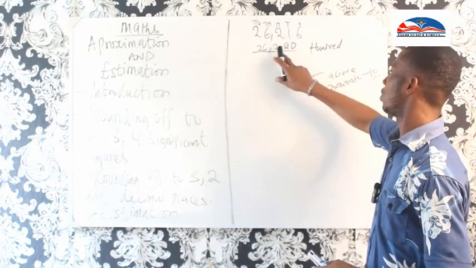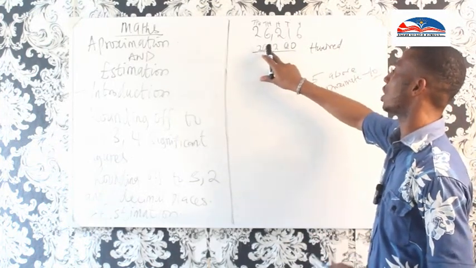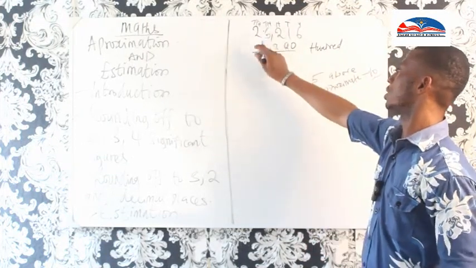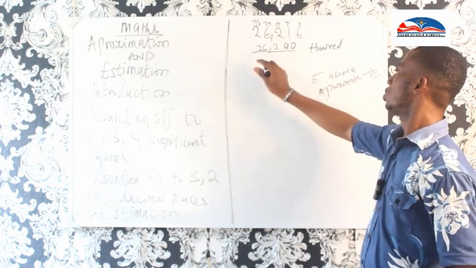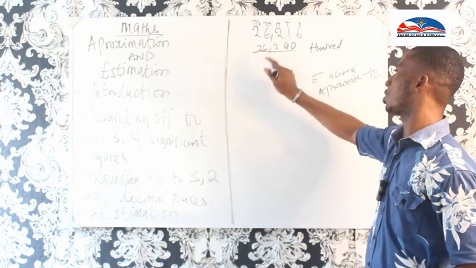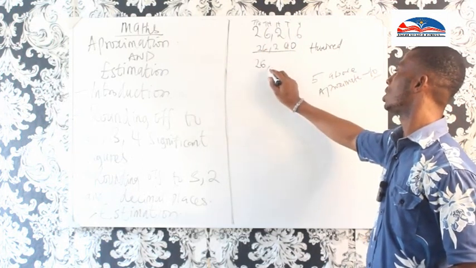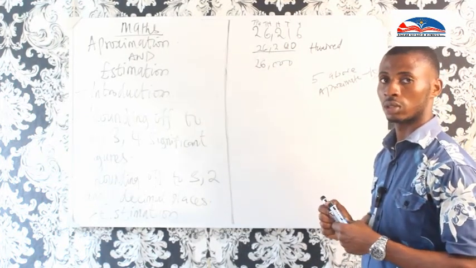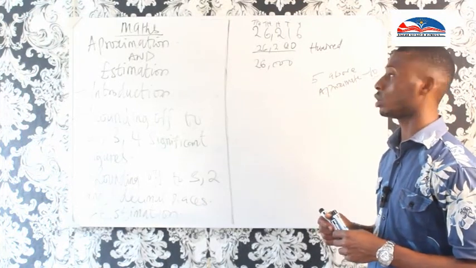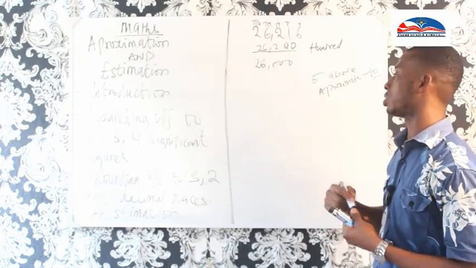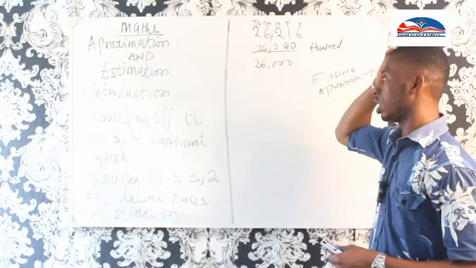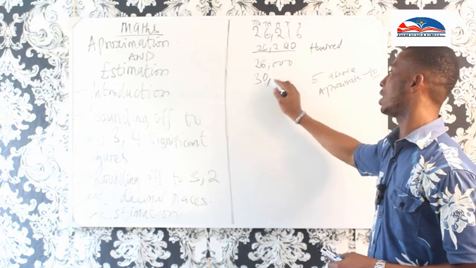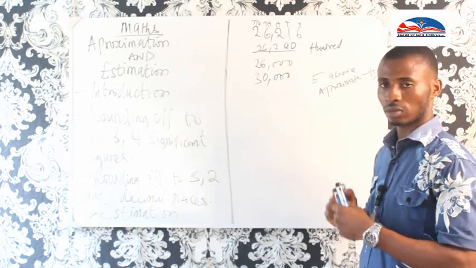Moreover, this is the nearest hundred. We have 26,200. Now in thousands, since it is 2 that is in the hundreds place, we have 26,000 in approximation. Now if it is to be in ten thousands, 6 is above 5, so we have 30,000.